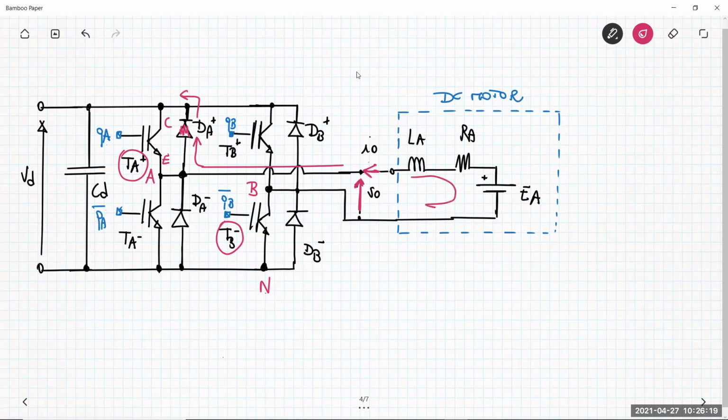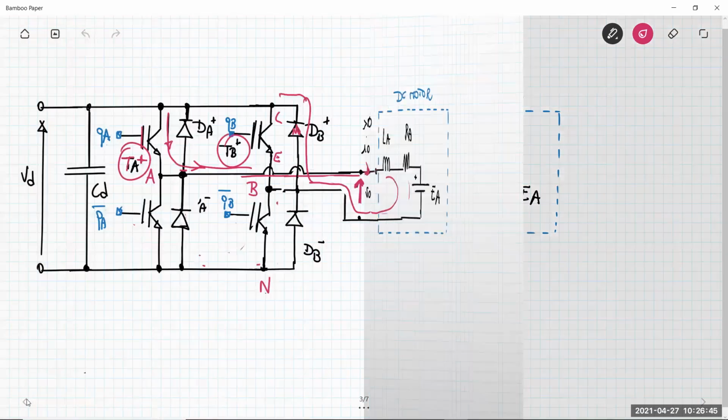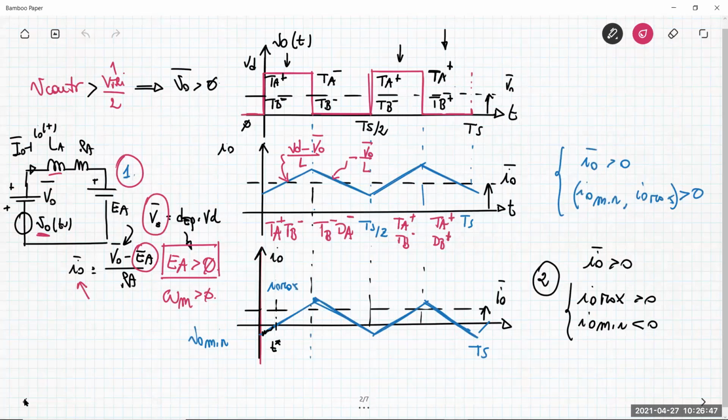Here the current goes in this direction, and in order to make possible for the current to flow, you can see that the current cannot flow also in TB minus, okay? But it can flow through the diode DB minus. So now we have DA plus and DB minus that conduct the current. So here, DA plus and DB minus.